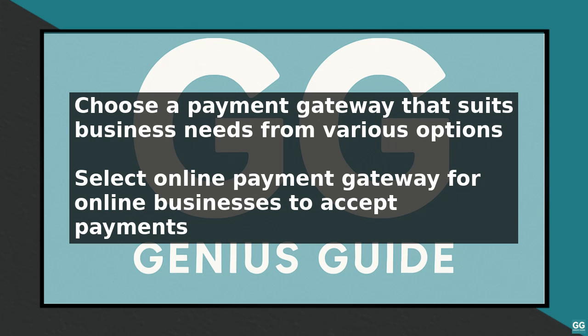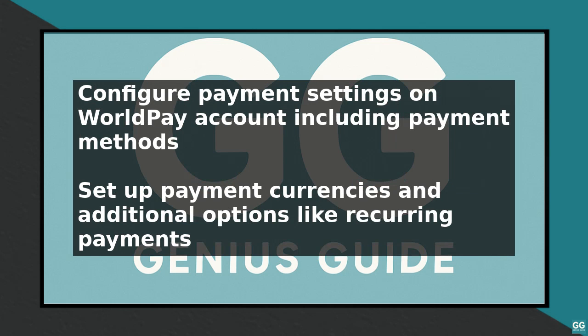To set up the online payment gateway, you need to configure the payment settings on your WorldPay account. This includes setting up the payment methods you want to accept, such as credit cards, PayPal, or bank transfers. You also need to configure the payment currencies and set up any additional payment options, such as recurring payments or refunds.